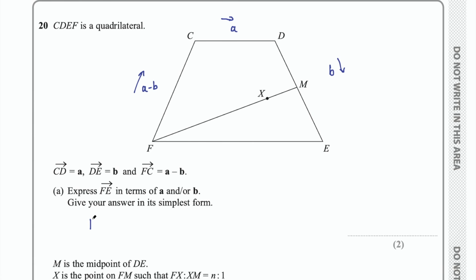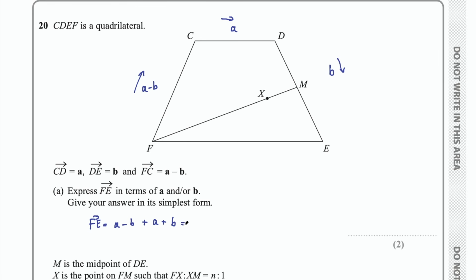So we can say FE is equal to a take b, this vector, from F to C. So a take b plus C to D, which is a, plus D to E, which is b. So we took a little walk there around the vectors that we have from F to C to D to E, adding those vectors as we went, and now we have the vector FE.